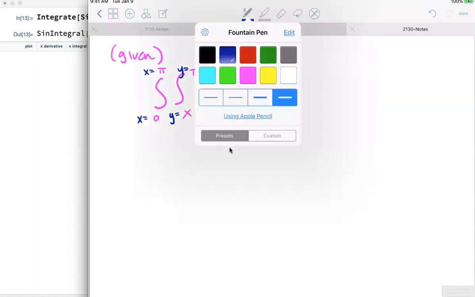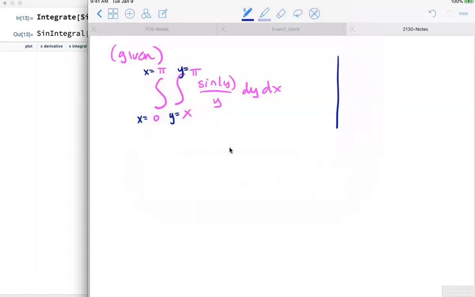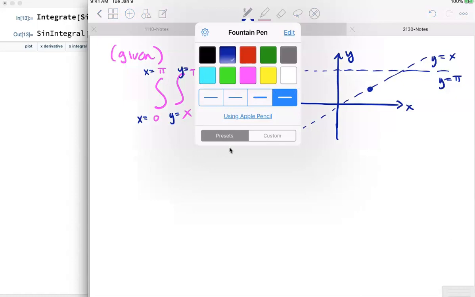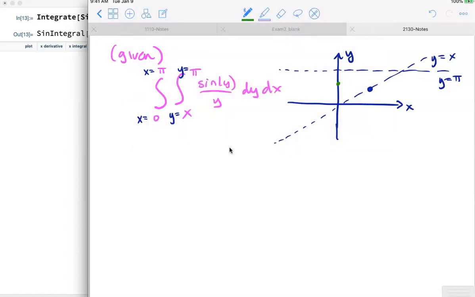Now, anytime you're asked to reverse the order of integration, it would be a good idea, and I really don't know how to do it otherwise, to sketch the region of integration. So what we're seeing is that y is going on the bottom from y equal to x up to y equal to the line pi on the top. And then x is going on one side from 0 over to x equal to pi.